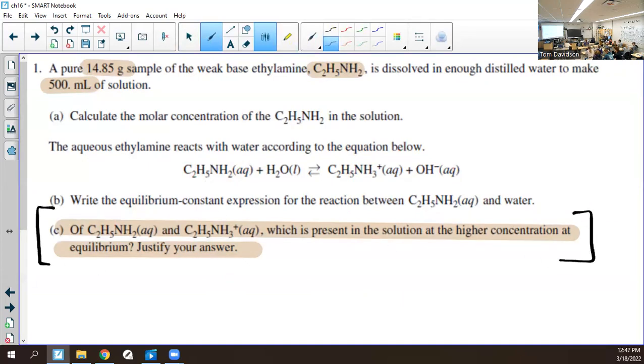Which one is present in the solution at higher concentration, A or B? A. Why, Delaney? Because it's a weak base. Weak base means lots. I swear we did this before. There's no math on it.